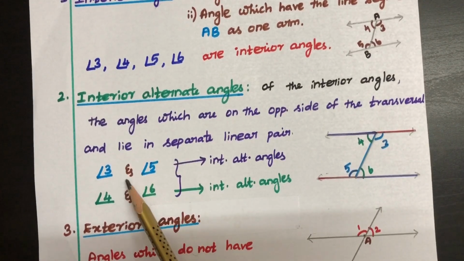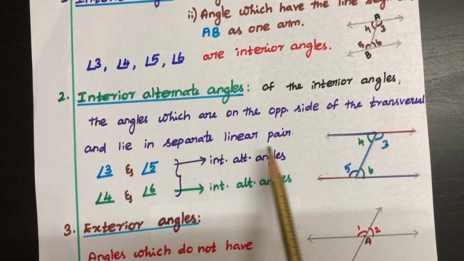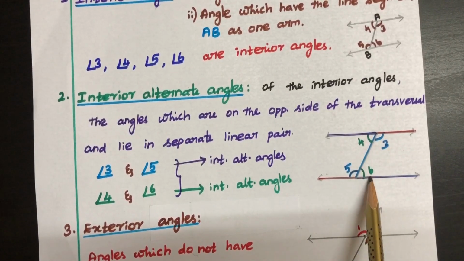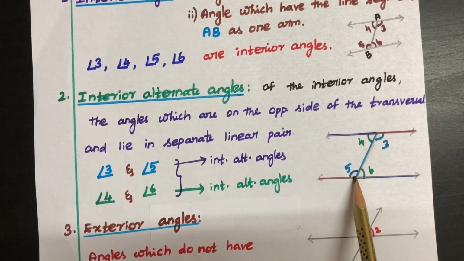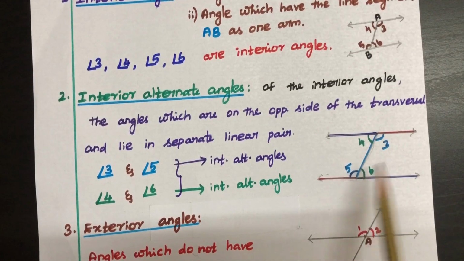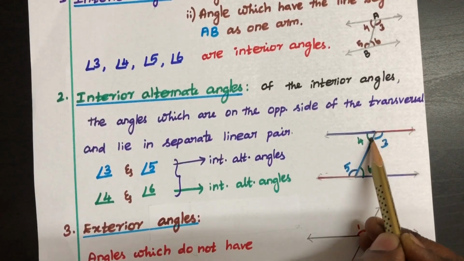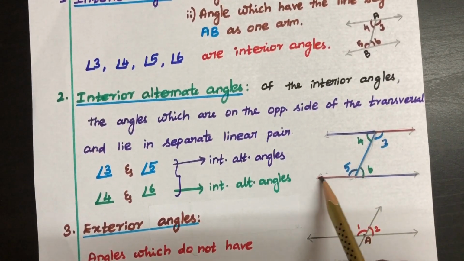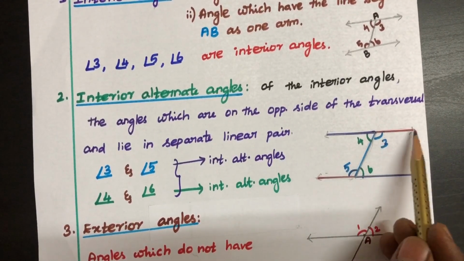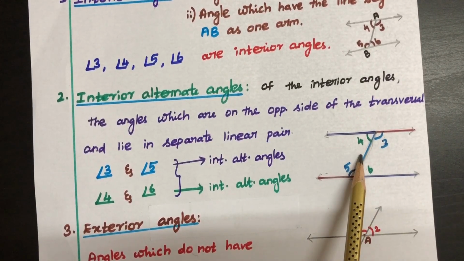Next, interior alternate angles. Of the interior angles, the angles which are on opposite sides of the transversal and do not form a linear pair. See here, 3 and 5, also 4 and 6. Alternate means the other side angle. This 3, see here, a Z shape is forming, no? I have used a different color to show you the interior alternate angles. This angle and also this angle, see, this is a Z shape, a proper Z shape. 4 and 6 also here. 3 and 5, a reverse Z shape. 3 and 5 are interior alternate angles.